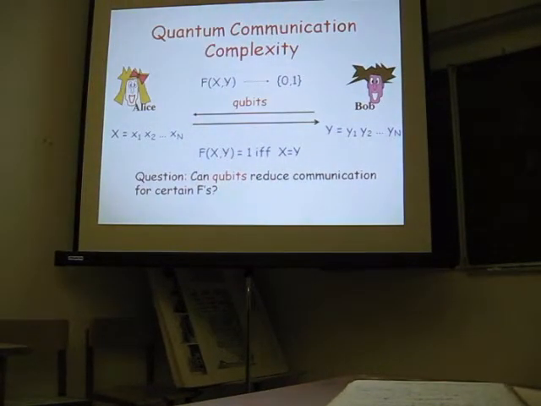Well, that's usually a problem in software. So now, what happens when, instead of Alice and Bob sending back and forth bits, we allow them to send qubits back and forth? Can qubits reduce the communication for certain Fs?